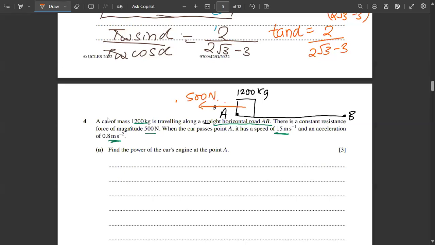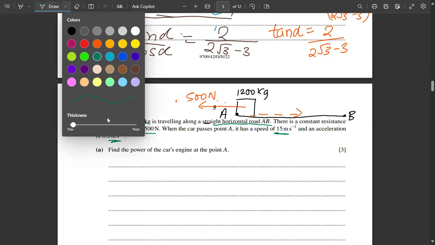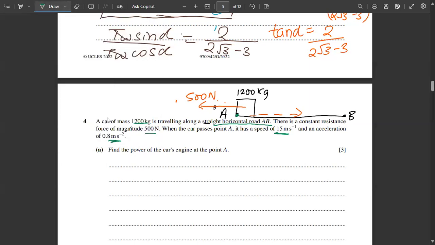Why did I put the arrow behind? That is because the car is moving from A to B, right? That's why the resistance force will always be reverse. When the car passes point A, it has a speed of 15 meters per second. So the speed at A, u, will be 15 meters per second and acceleration of 0.8 meters per second squared. Find the power of the car's engine at point A.